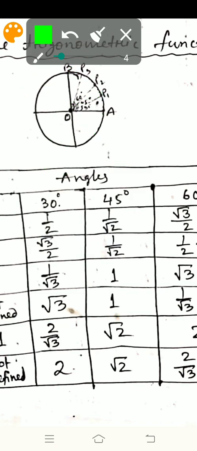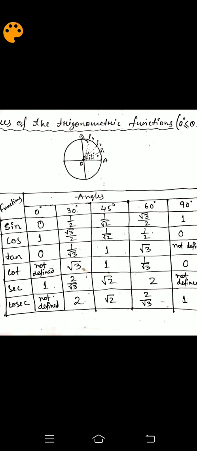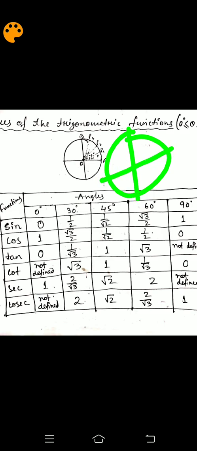Let's see. Suppose this is a circle. If we cut the circle in 4 parts, then each part is known as a quadrant. So this one is the first quadrant, this one is the second, this one is the third, and this one is the fourth quadrant.